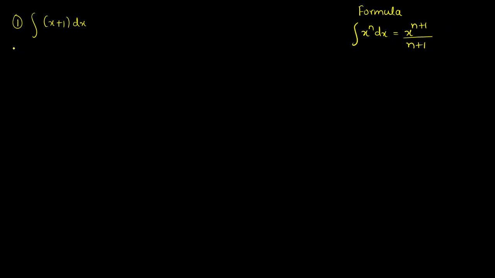So if we solve this, since there are two terms, we can apply the integration for both of them. Integral x dx plus integral 1 dx. What is integration of x? Since there is no power here, it is understood that the power is 1. So this will be x power 1 plus 1 divided by 1 plus 1, plus, what about this one? It is 1. Whenever you have a constant, the integration will be x.